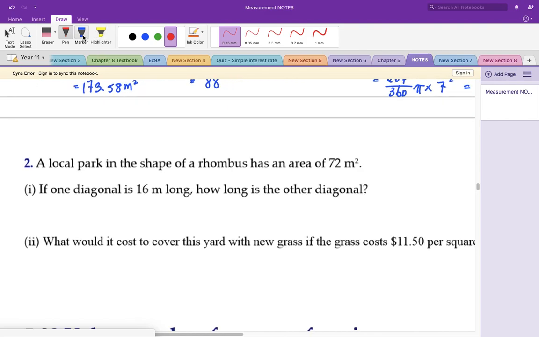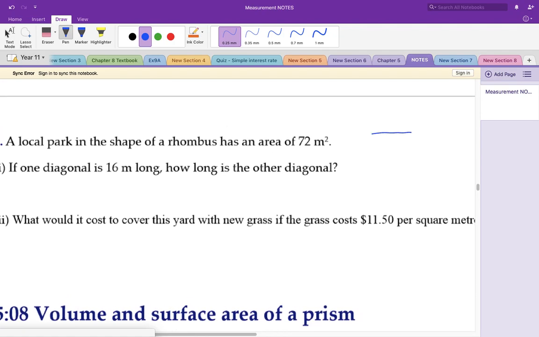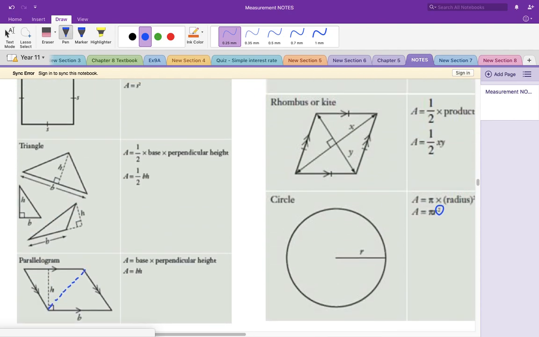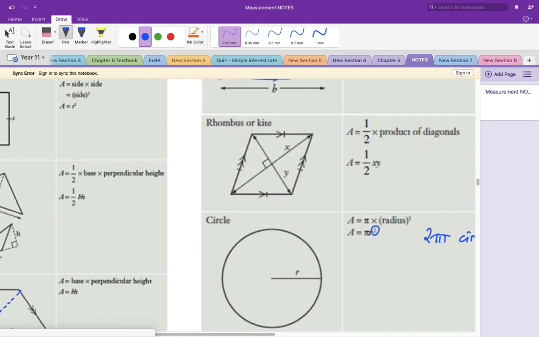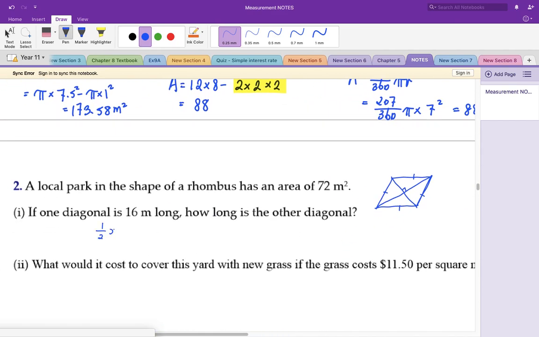Our next question. A local park in the shape of a rhombus. What's a rhombus? A rhombus is a shape, it's a parallelogram with all the sides equal. And it tells you the area is 72. How do we find the area of a rhombus? We do half times one diagonal times the other diagonal, right? That's outlined here for you in the table. So half times the product of the diagonals. So that means half xy, the formula, is equal to 72, the area.